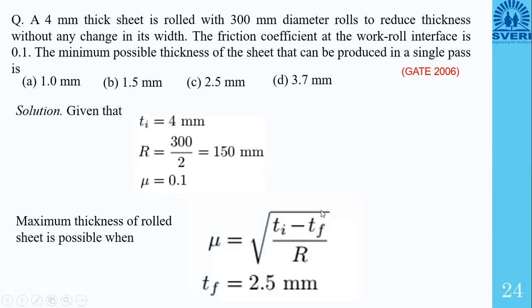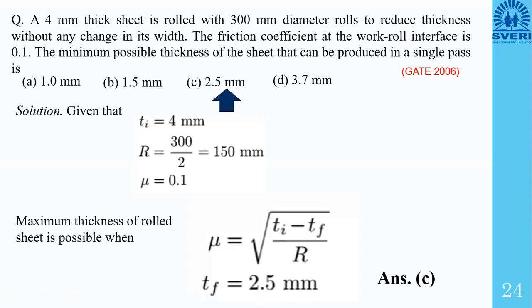Whatever this root is there, make the square of both the sides, then shift to this side, and you will get the Tf value. Tf value is 2.5 mm. So 2.5, where is it? It is in option C. So this is the answer. C is the correct answer for this particular example.